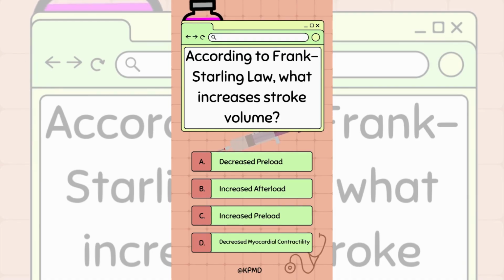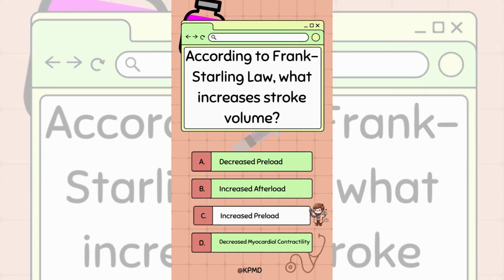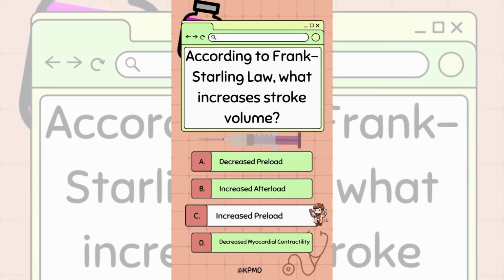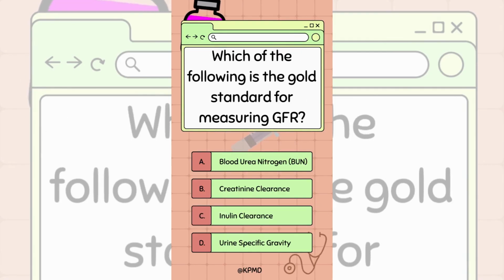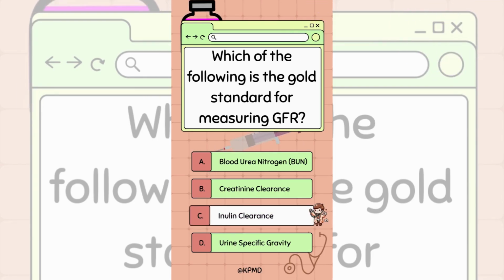According to Frank-Starling law, what increases stroke volume? The answer is C, increased preload. Which of the following is the gold standard for measuring GFR? It's C, inulin clearance.